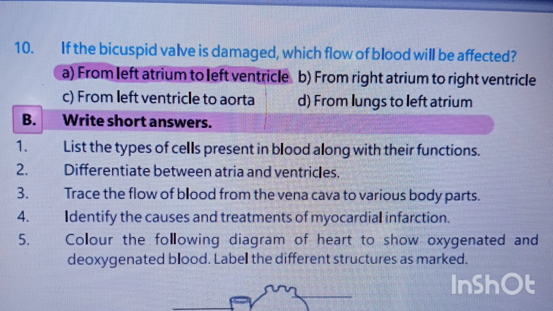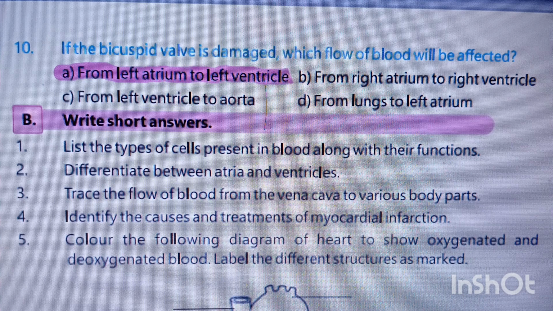The next and last MCQ is, if bicuspid valve is damaged, where will the flow of blood be affected? For this one, your right answer is answer number A, from left atrium to left ventricle. So, option number A is the correct answer.